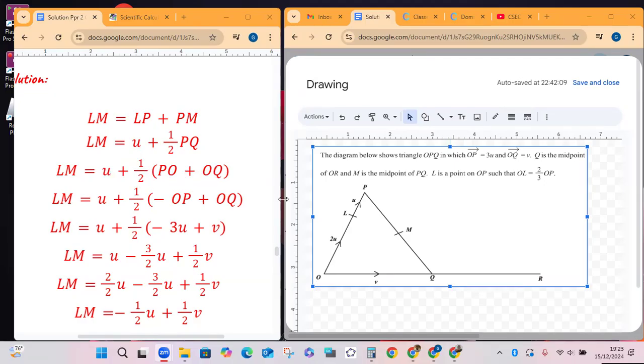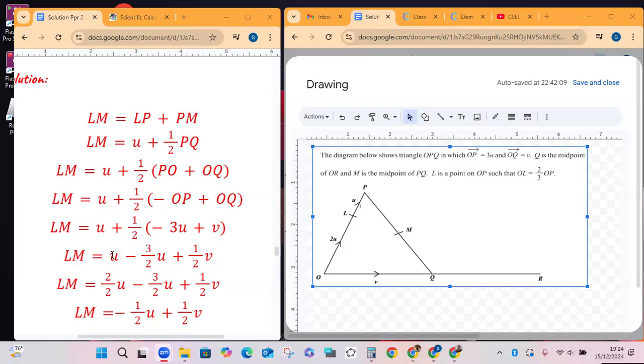Now, PO is opposite to OP. We know OP to be 3u from O to P, but P to O is negative 3u because PO is opposite to OP. And OQ is v. So this turns to minus 3u plus v. Now we have to clear the brackets by multiplying by a half. So we have a half times negative 3 is negative 3 over 2 u. A half times 1 is a half v.